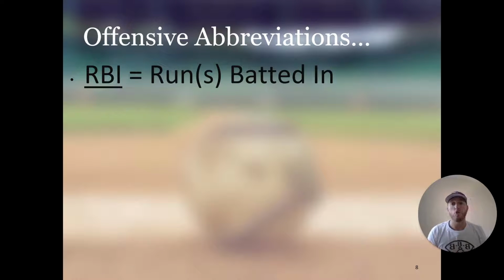RBI is run or runs batted in. And a run batted in is when you're the batter and there's a runner on third, you get a hit, that runner comes in to score, you just batted that runner in. That is an RBI for you.